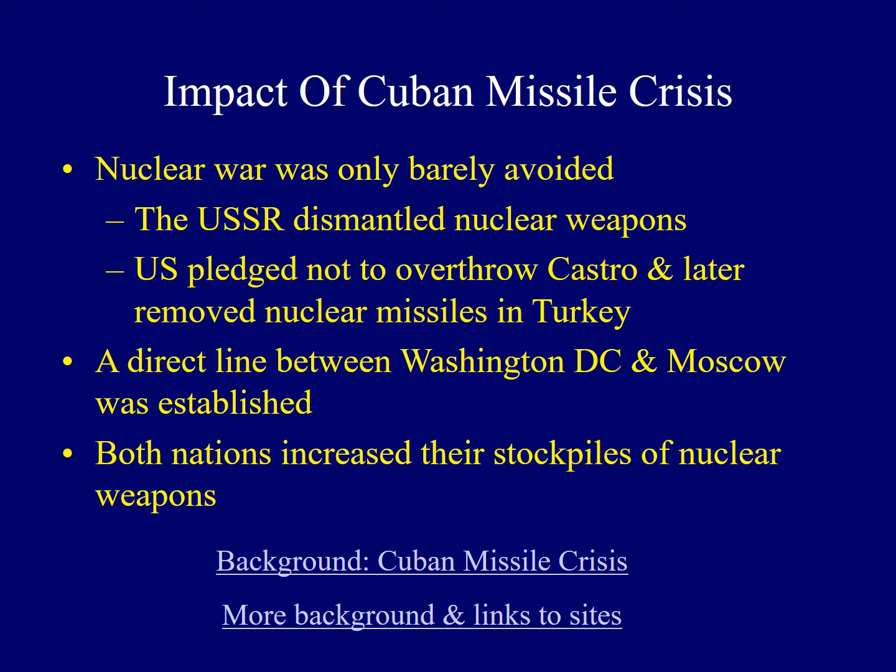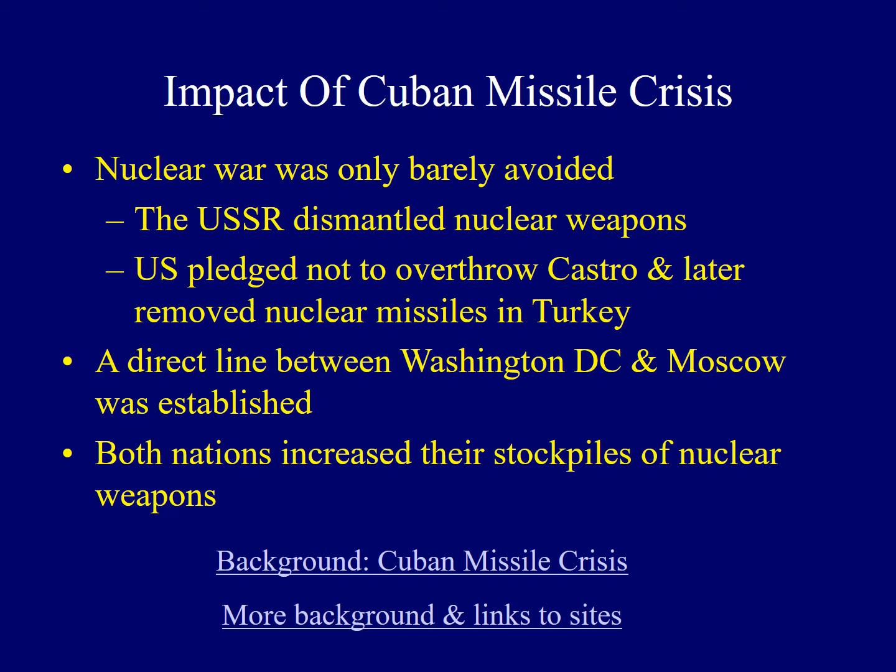Following the establishment of the quarantine, several Russian ships on their way to Cuba stopped. Nuclear war was only barely avoided. The Soviets agreed to dismantle their nuclear weapons in Cuba. In return, the Americans agreed not to attempt an overthrow of Castro again. The United States also removed nuclear weapons in Turkey.